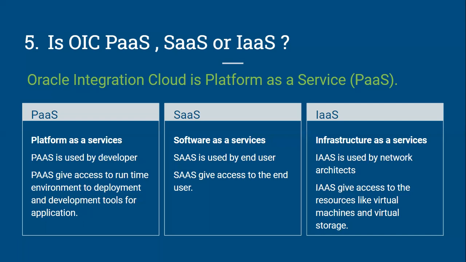So now, what is Oracle Integration Cloud? Is it PaaS or SaaS or IaaS? Oracle Integration Cloud is platform as a service, meaning PaaS. Why? Because Oracle provided a platform where we can build our integrations, develop and deploy them, and maintain and monitor them. So that is a platform. That is why it is platform as a service.